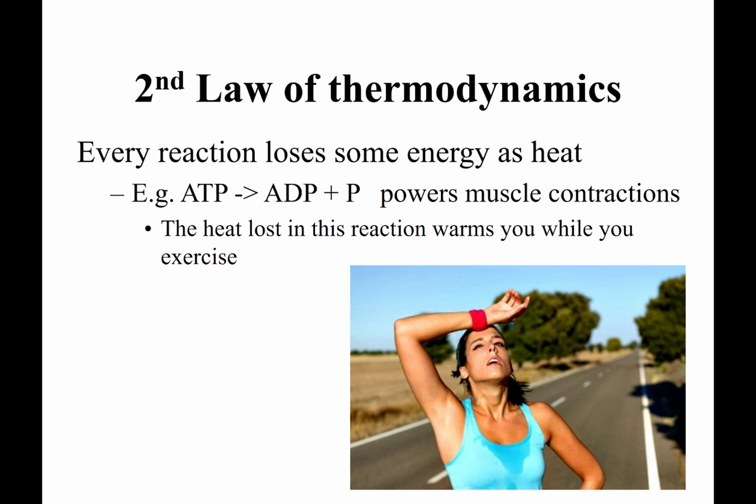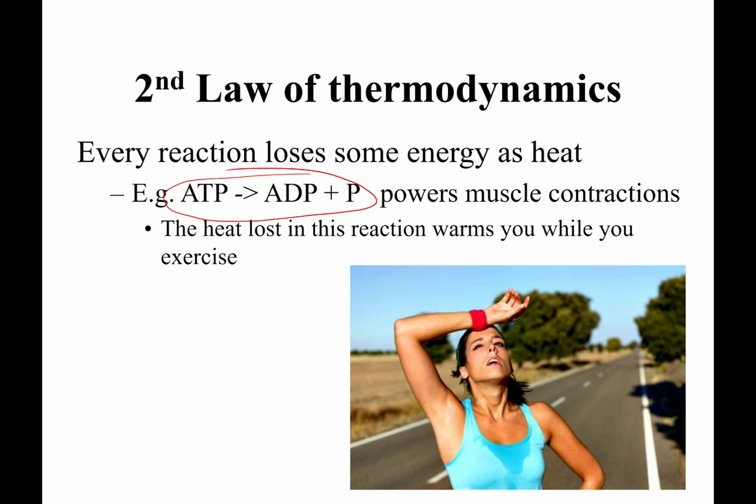The second law of thermodynamics just says that every time we have a chemical reaction, we lose some energy as heat. So when we do this reaction that we've talked about so many times, ATP is broken down into ADP and a phosphate, we can power muscle contractions. One of the things we can do. You'll learn the specifics of that in A&P. But as you break this, you're physically losing some energy as heat. It's coming out every time there's a chemical bond broken. We lose some as heat.